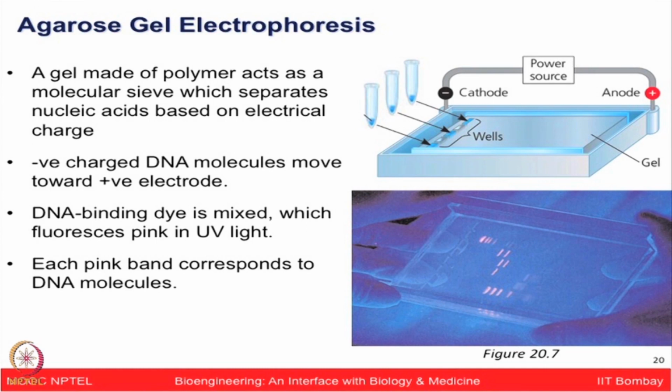Now, to visualize DNA, you can add certain dyes which bind to DNA, or DNA can also be visualized with ultraviolet light. So one could use even that to visualize the DNA. And sometimes if you are visualizing on the transilluminator, you will see these kind of pink DNA gel, the DNA pattern will appear on the gel.